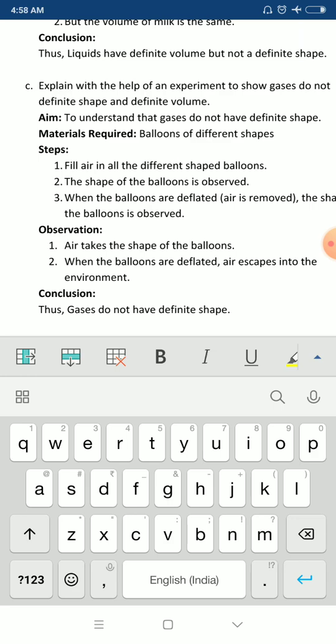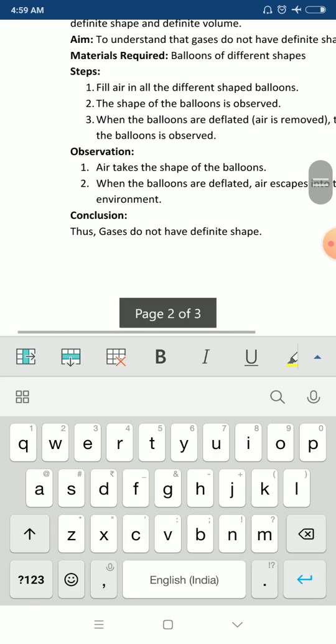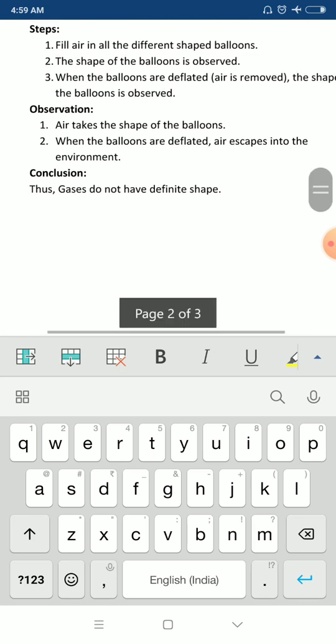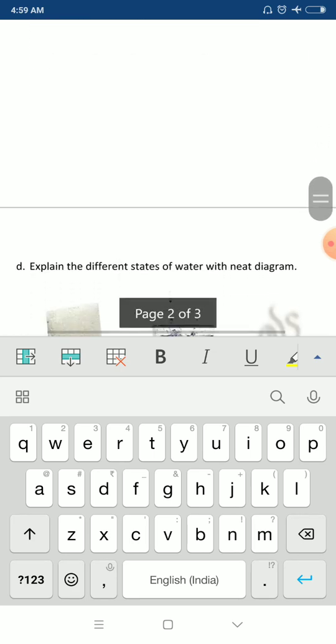So we used the balloons of different shapes. We filled the air in the 3 balloons. Then we observed the shape of the balloon, and then when we deflate the balloons, where will the air go? It will go and mix with the environment. So these were all the observations which made us conclude gases do not have definite shape or volume.